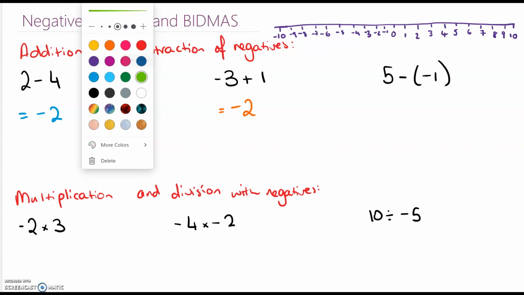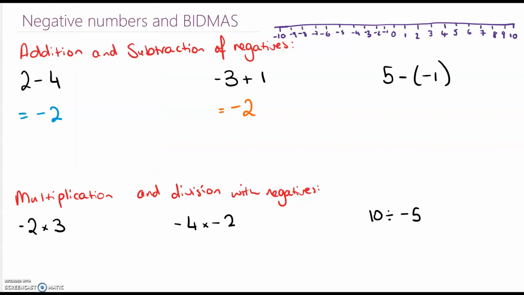Okay, and then last one, we've got 5, and we take away negative 1. And if we're taking away negative 1, remembering that 2 negatives make a positive, that's actually the same as 5 plus 1. But I want you to think about it this way. If you're taking away a negative 1, that actually means you're going 1 bigger. Okay, you're increasing by 1 because you're taking away something that would have been bringing this down. So that becomes 5 plus 1, which is 6.